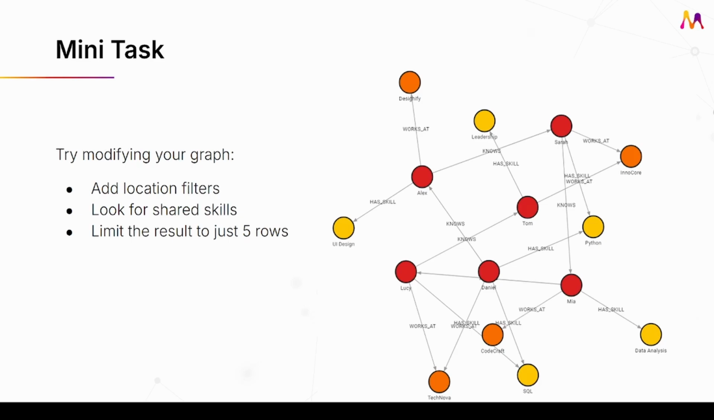Add some location filters, look for some shared skills between people, and limit the results to just 5 rows. You're now asking real questions and getting real answers from your graph.